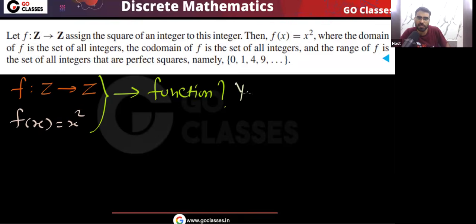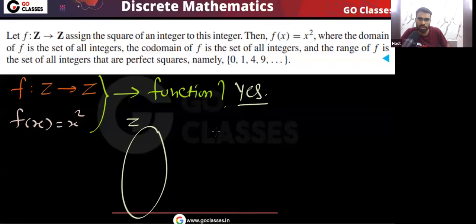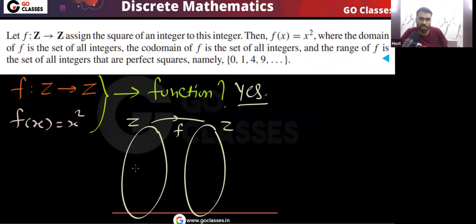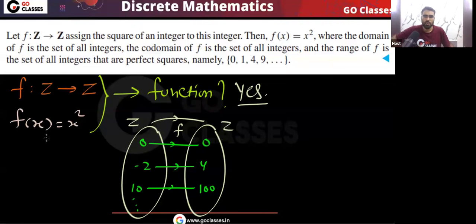And the answer is yes, because look at any element of the domain, you will have exactly one output. Yes or no? For example, this is your domain Z, this is your codomain, and this function f is given to you. You look at any element. This element will map to 4. This element will map to 100. This element will map to 0. So every element of the domain has exactly one image. So yes, this is a function.